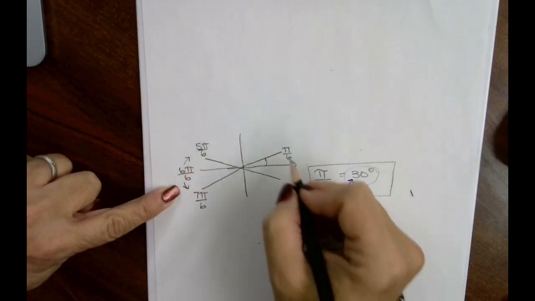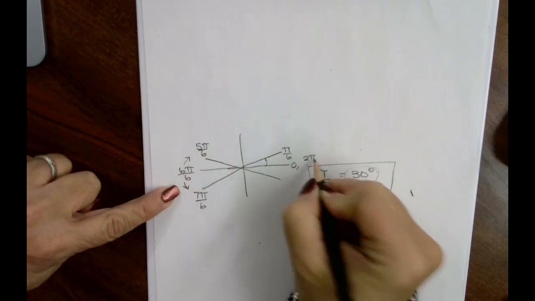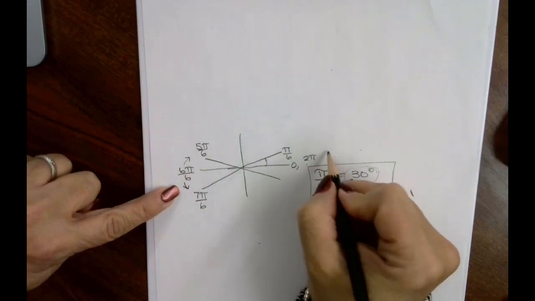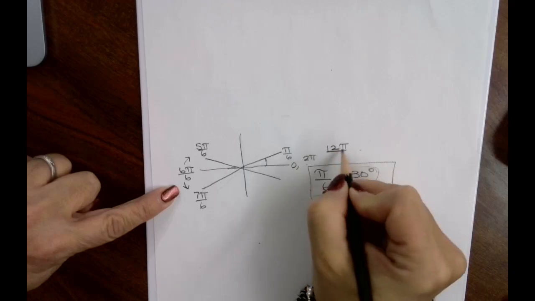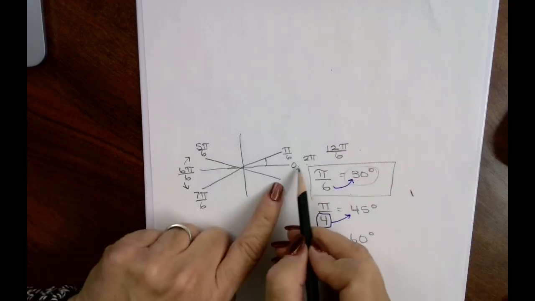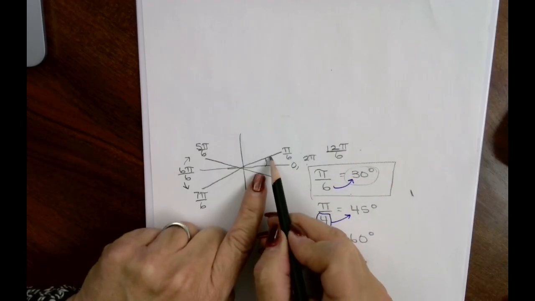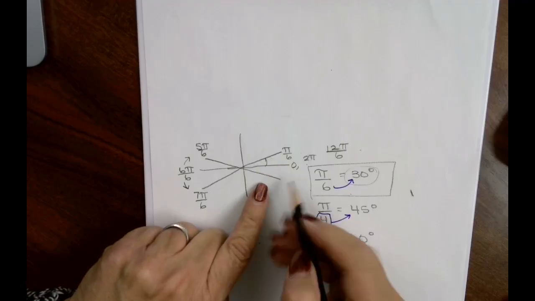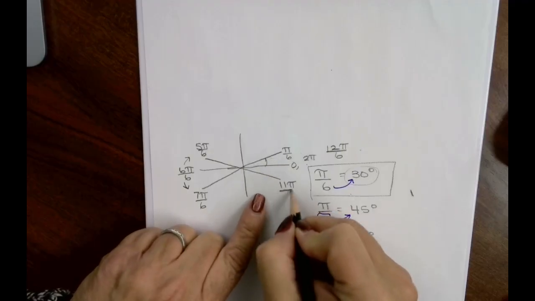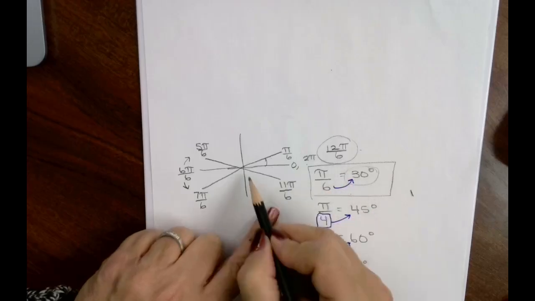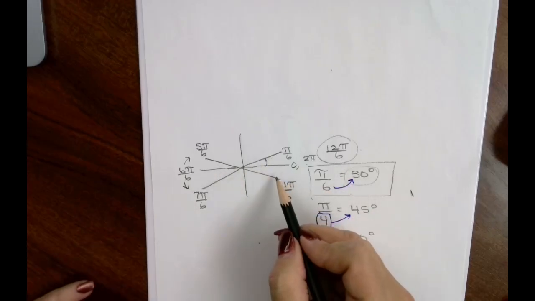Now, if I go all the way around the circle, I know that this is 2 pi. And when my denominator is 6, it's the same as 12 pi over 6. Well, if I start at 0 and I go up 1, I have 1 pi. But if I'm going to go down 1, I'm going to have 11 pi over 6, and I went down because I went all the way around the circle.